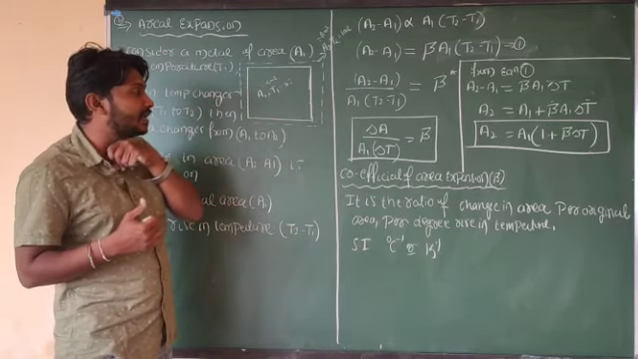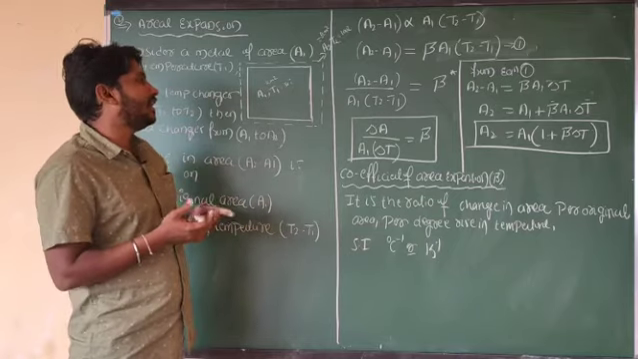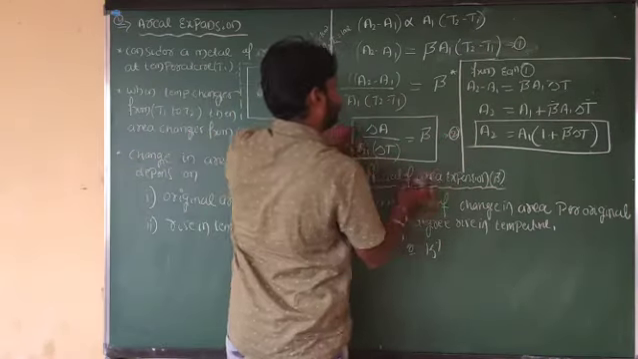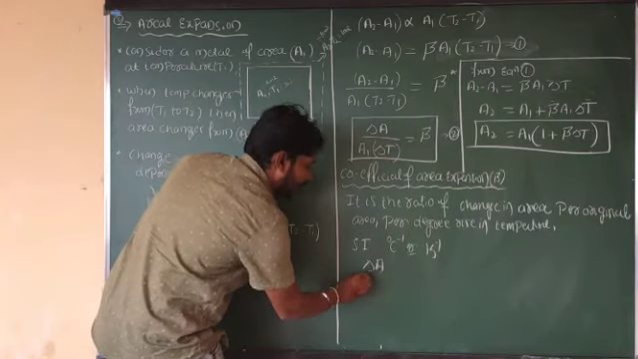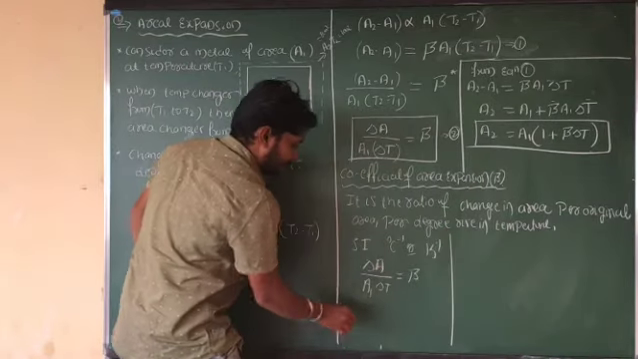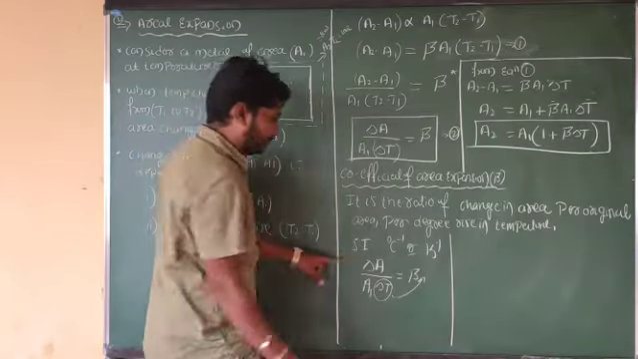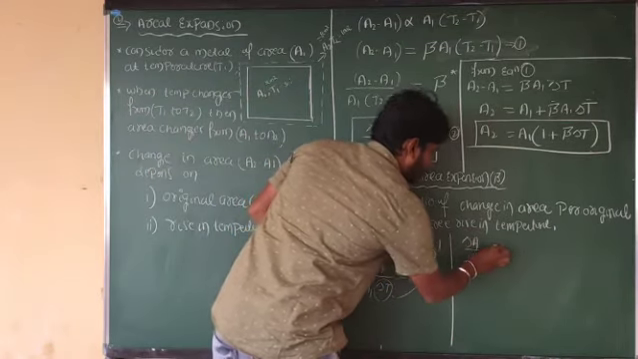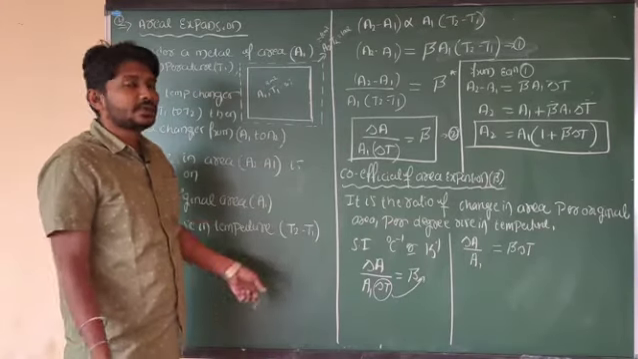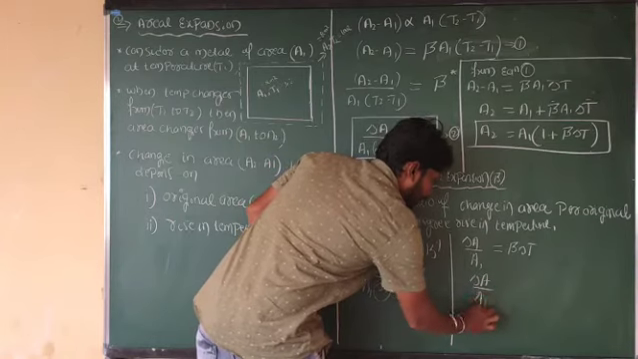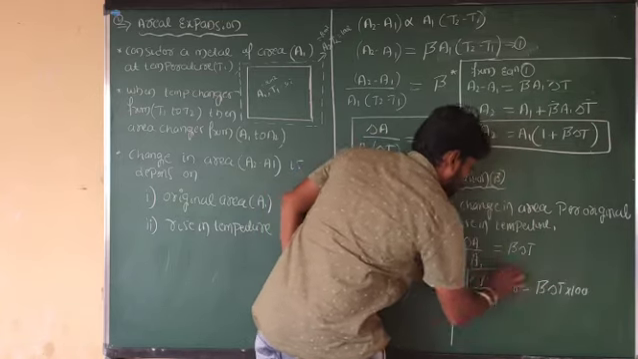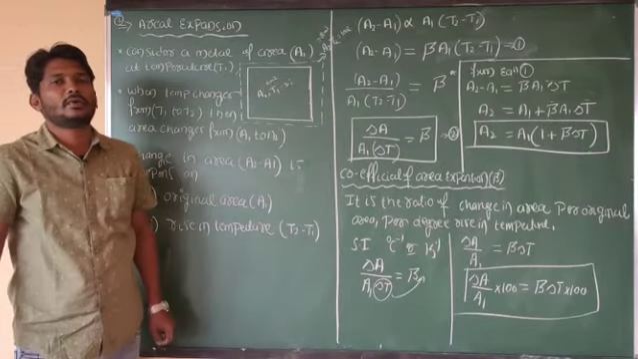So how can I express change in area in terms of percentage? From equation 2, what is equation 2? Delta A divided by A1 into delta T is equal to beta. I will rearrange the equation by shifting the delta T term to this side: delta A by A1 is equal to beta into delta T. So in terms of percentage, it is delta A divided by A1 into 100. So on the right side also, beta into delta T into 100. So this is about change in area in terms of percentage. Hope you understand about that areal expansion.